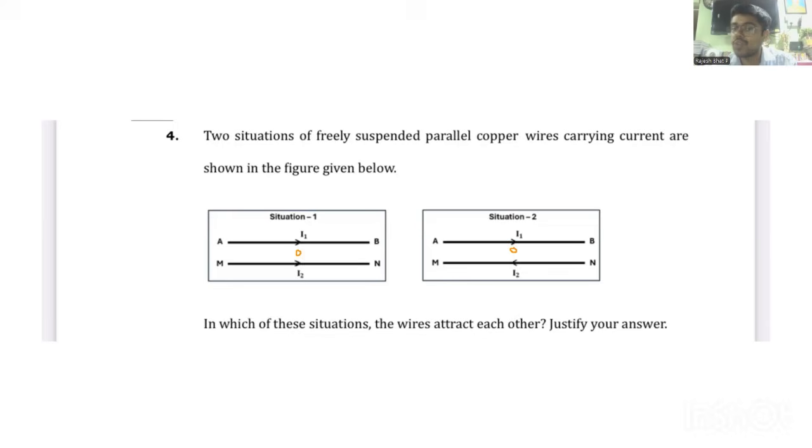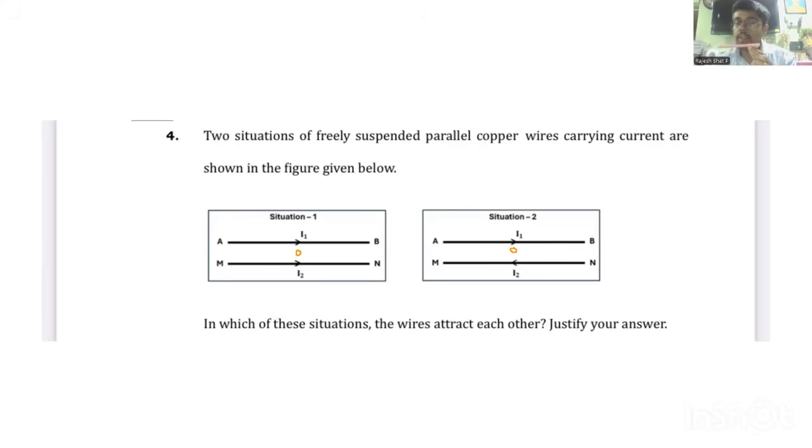Situation 2, AB is going like this. Now what are the magnetic field lines? It will come outside. MN, now, sorry, I am again confusing right and left. Wait, this is my right hand. For AB, I am holding this. It is going inside. That O point, it is going inside.